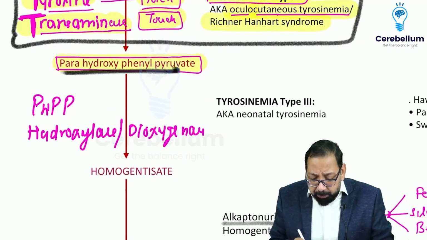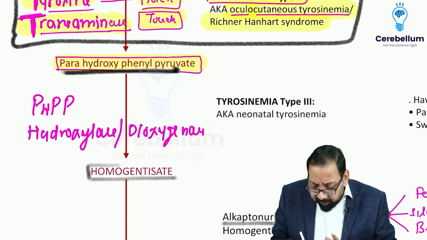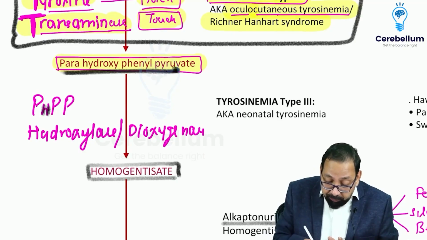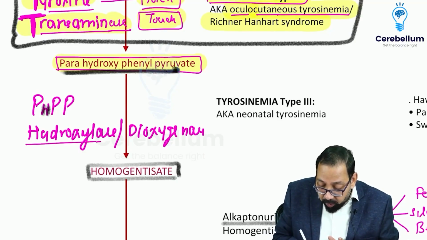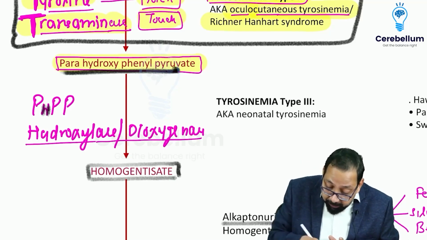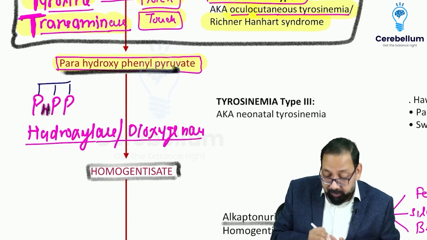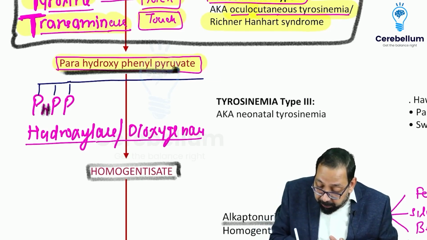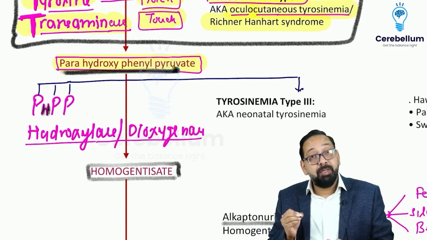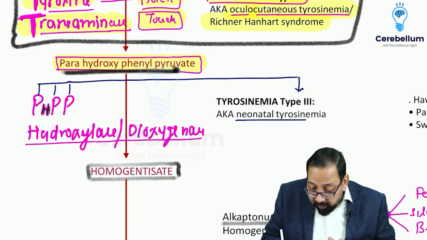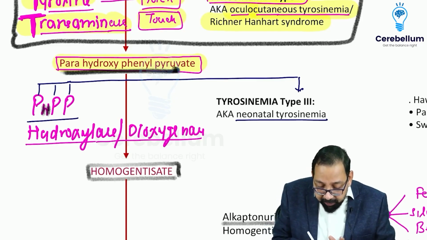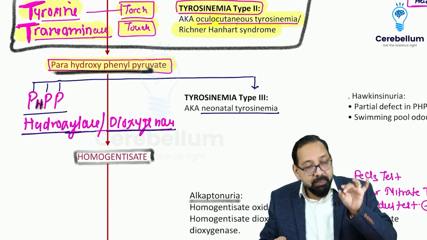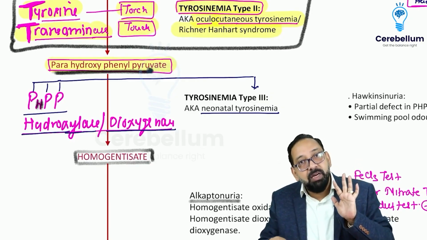So I say, even if you don't remember this name, it's okay. This para-hydroxyphenyl pyruvate is converted to homogentisate. This step is not important, but this enzyme is important: para-hydroxyphenyl pyruvate hydroxylase or dioxygenase. PPP, 1, 2, 3. Yes, 3. Tyrosinemia type 3. 3 times P. And it is also known as neonatal tyrosinemia, para-hydroxyphenyl pyruvate hydroxylase or dioxygenase. If the question is asked, you will recognize 3 times P, that is tyrosinemia type 3.